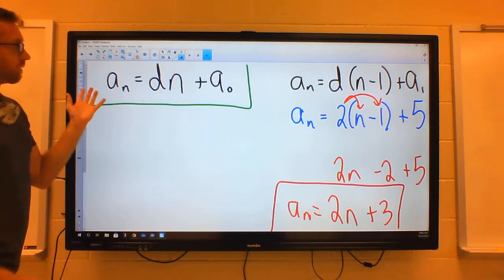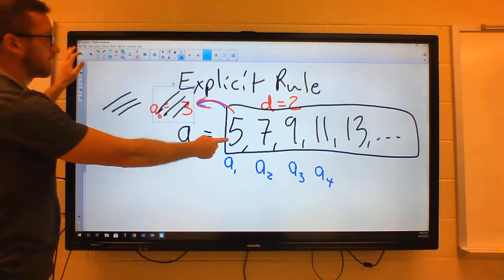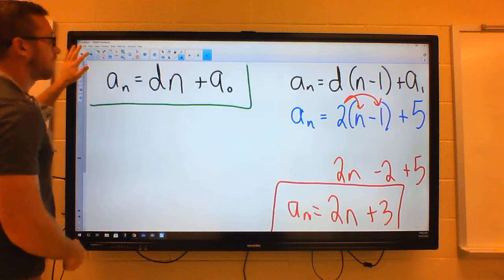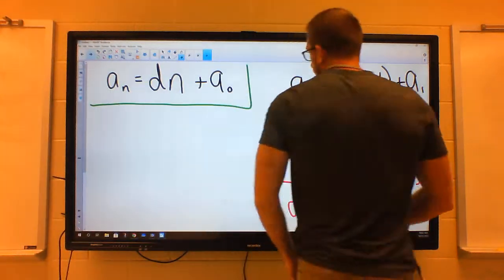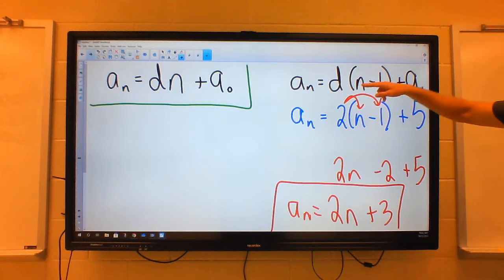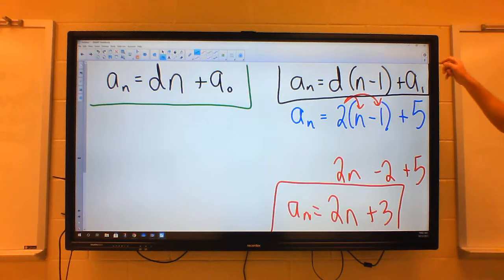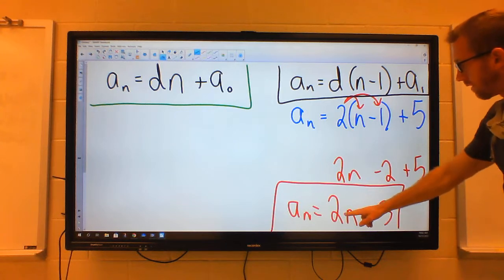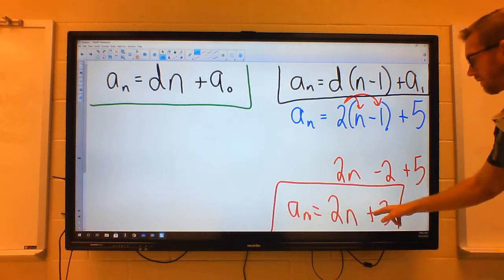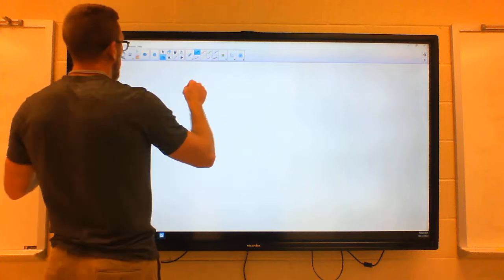Method 1, to find the explicit rule, use an equals dn plus the 0th term, which does not exist. You have to find it just by subtracting our common difference. Or an equals 2n minus 2 plus 5 is 3, using this formula, d times n minus 1 plus a1. This is actually known as the more common way that we write an explicit rule, but you have to simplify it at the end. Notice it looks like a y equals mx plus b format, where n is our input and an is our output. Okay, so let's practice a couple of these.